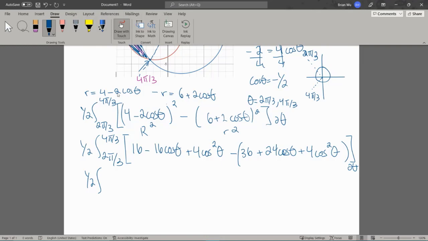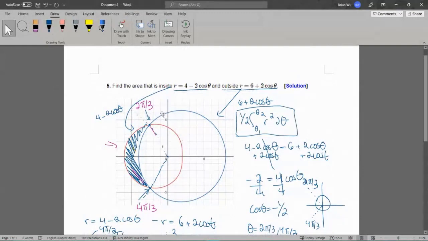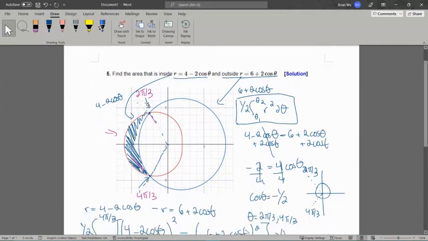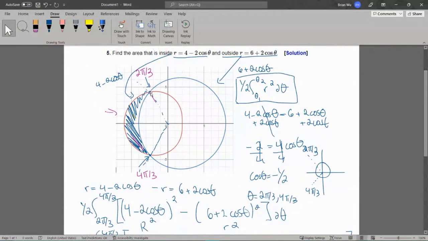And in this case, oh, the bounds? Yeah, sure. Okay, so the bounds, right? We know that this is our picture, right? We know that r equals 6 plus 2 cosine theta is our big blue circle, right? And we have r equals 4 minus 2 cosine theta is this red circle. So in this case, in order to find where they intersect, we need to make sure that the r's are equal to each other. So we set the radii equal to each other at some angle, right?